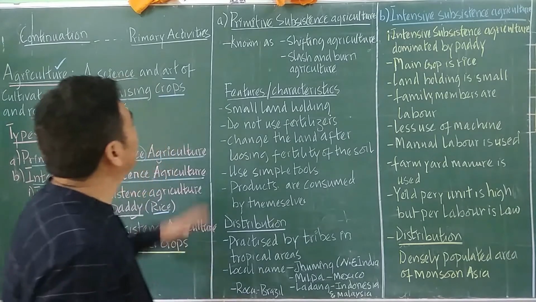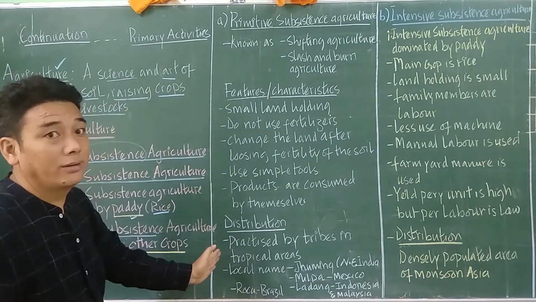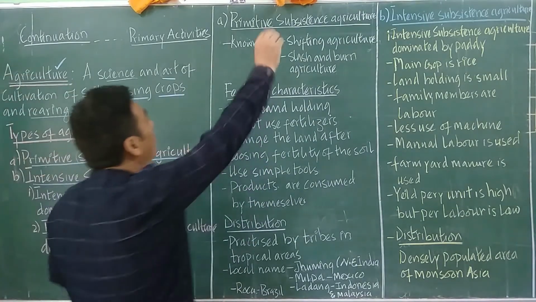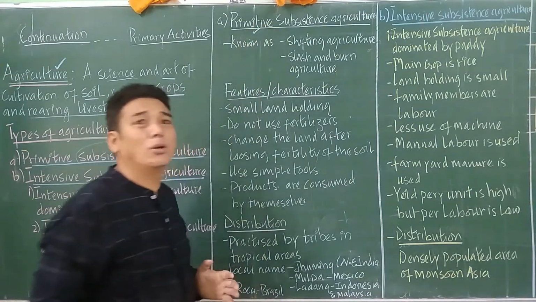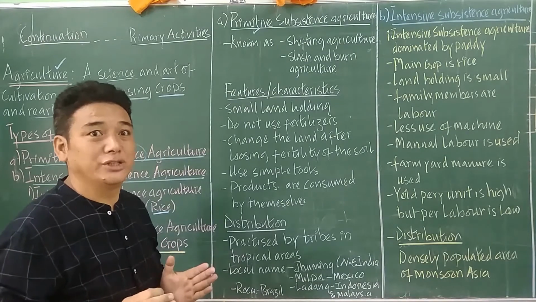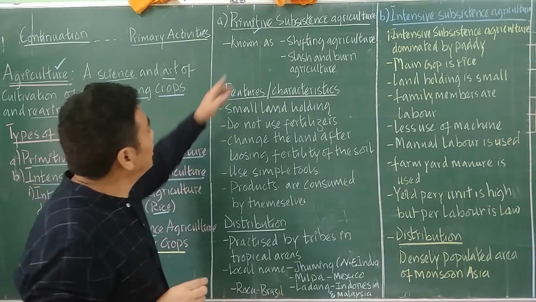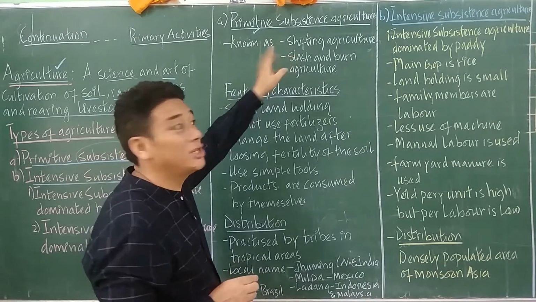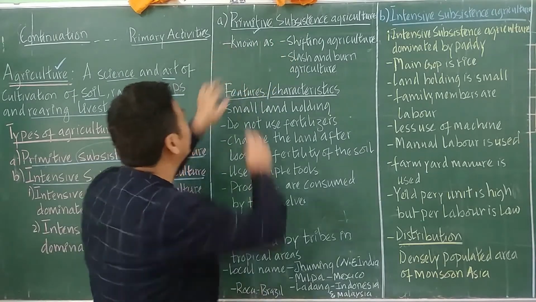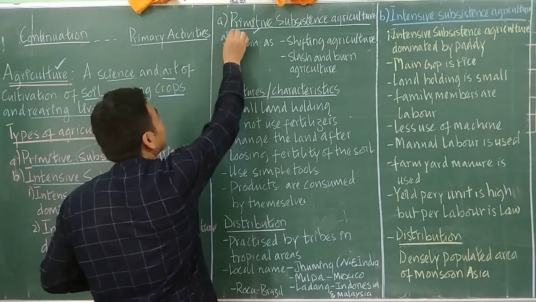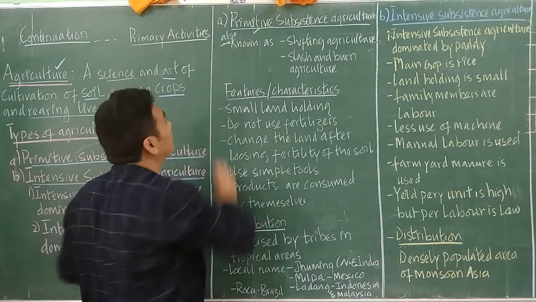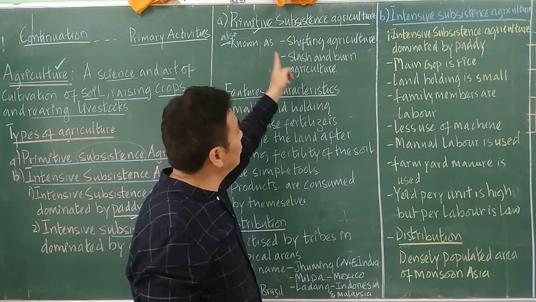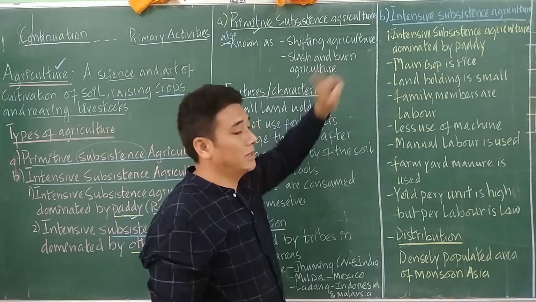Okay. Now we should discuss one by one. So the primitive subsistence agriculture is an old method of cultivation, okay. And this primitive subsistence agriculture is also known as shifting cultivation, or it is also known as slash and burn agriculture.